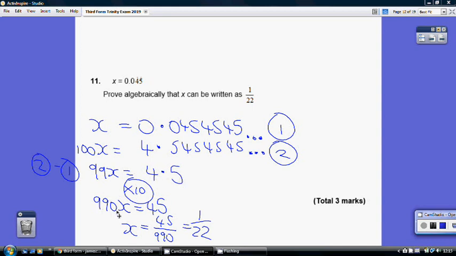So we're going to have 990x equaling 45. Now we can divide by 990 to make x the subject. So x is going to be 45 over 990. Divide top and bottom by 45. We get 1 over 22, which is indeed what we had to prove algebraically.